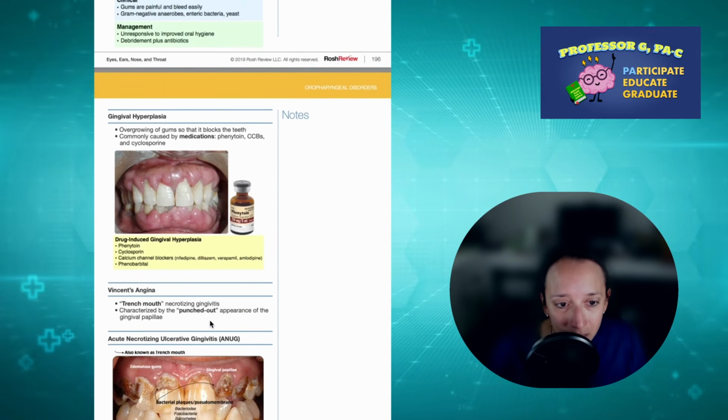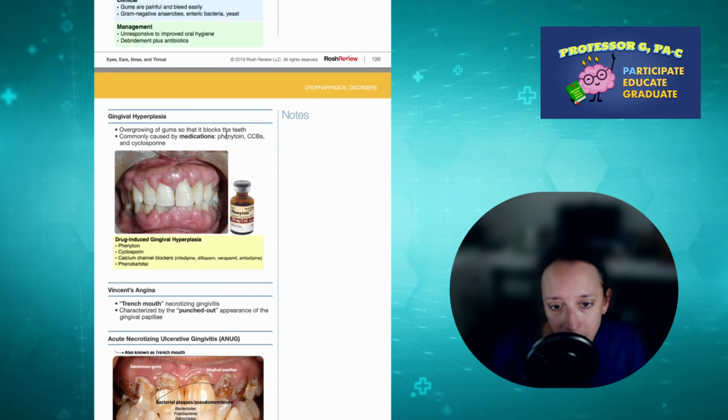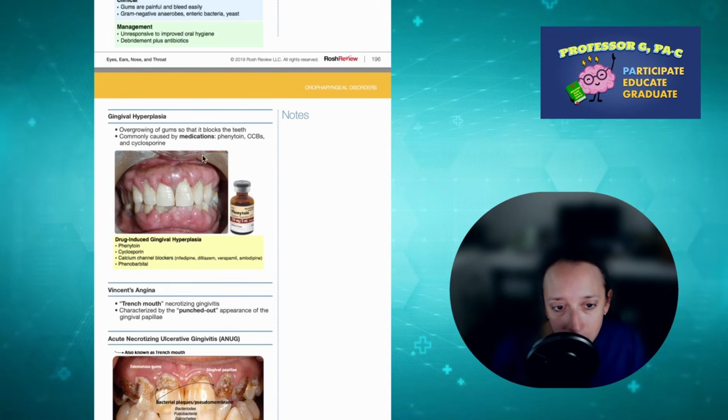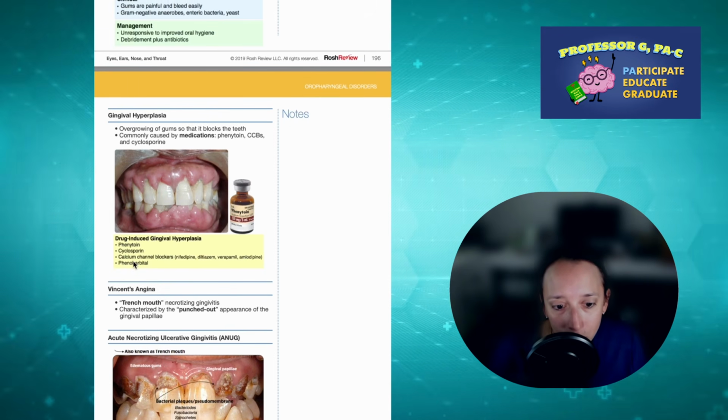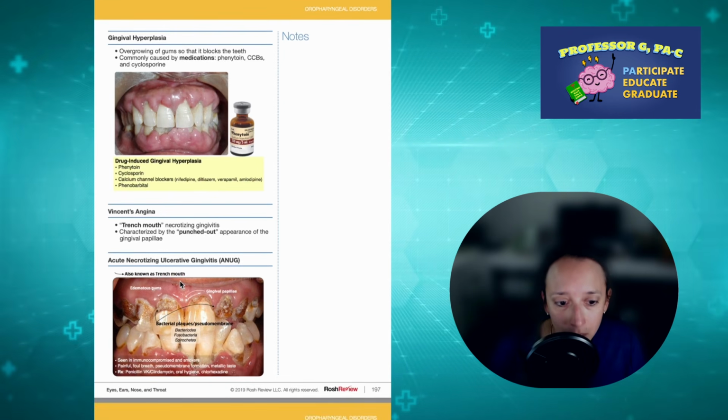Gingival hyperplasia, this is overgrowing of the gums. It's most commonly caused by medications like phenytoin, calcium channel blockers, and cyclosporine. And so we just want to ask about the medical history when we see something like this.